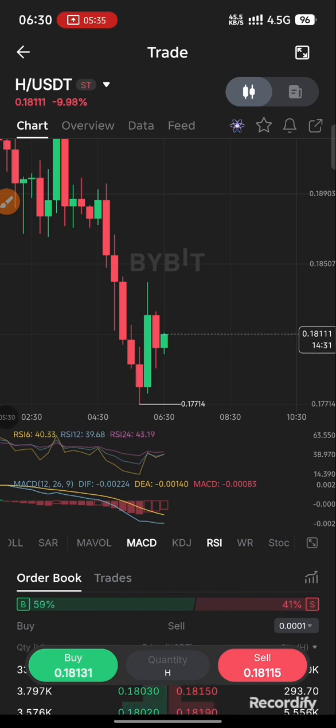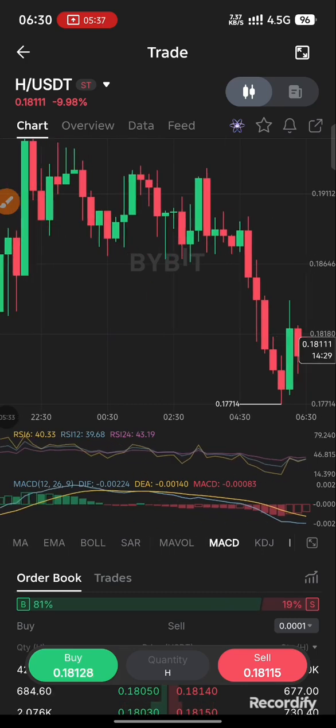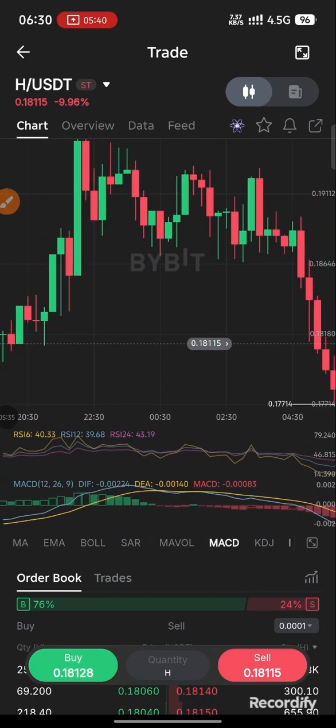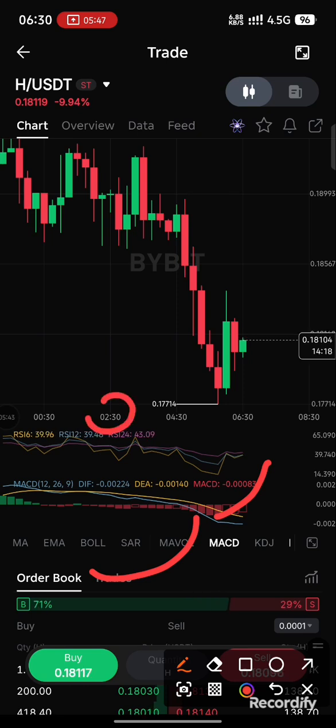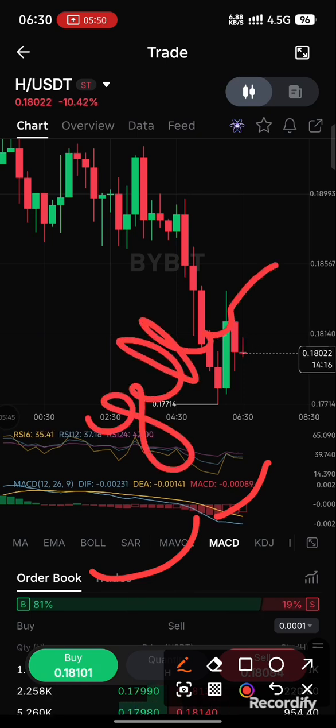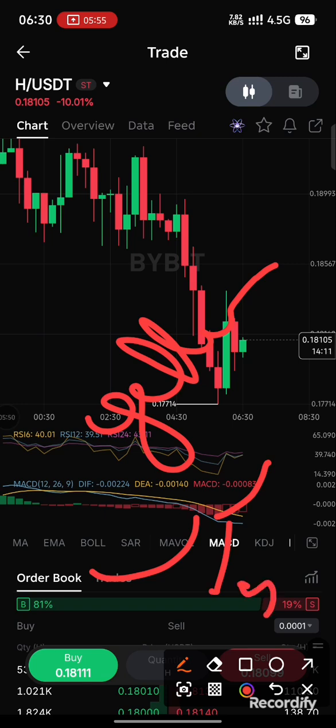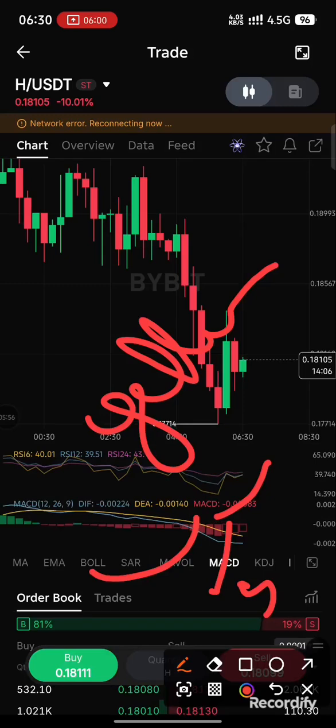You must follow carefully and attentively. Come to this place, and you can see these two lines right here. You can see one line here, and the second line here. The yellow line is called the signal line, and the blue line is called the MACD line. It's very simple. Always watch your MACD line carefully, and you will not lose a trade, God willing.